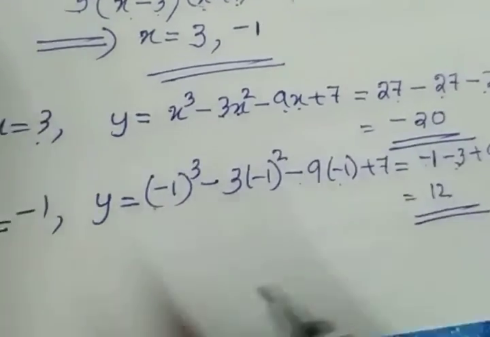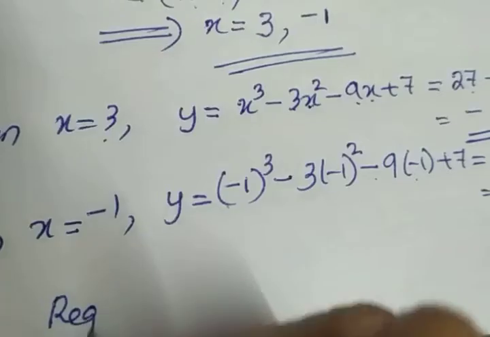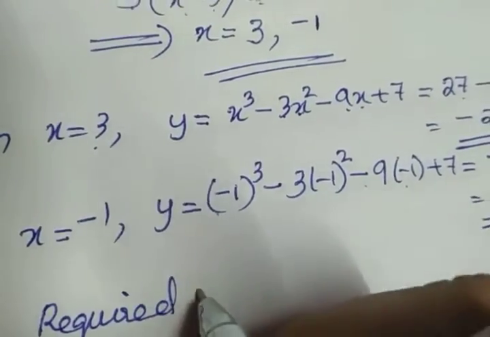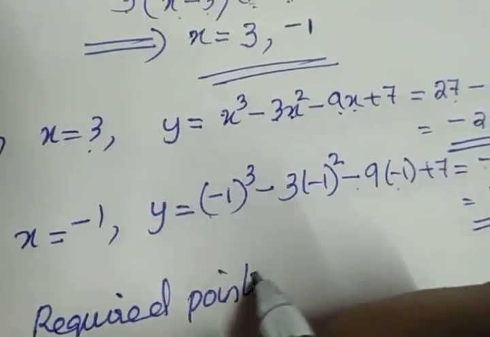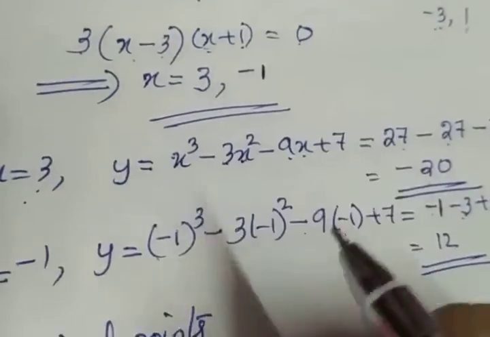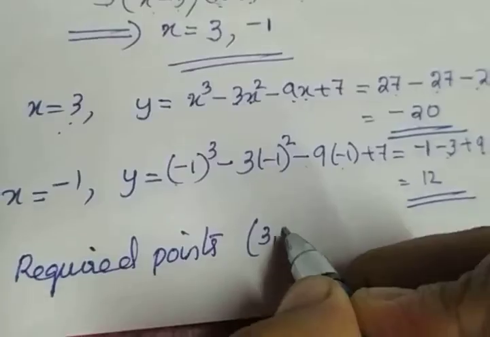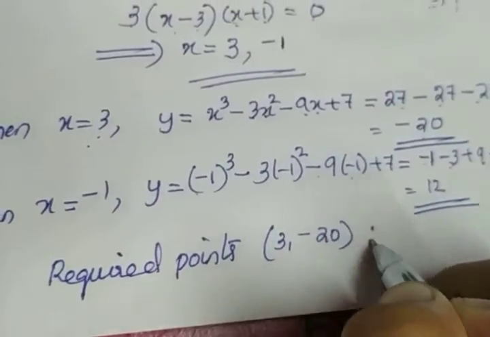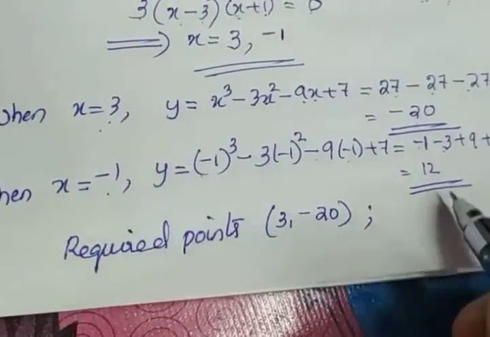And the question is to find the points. Therefore, you have to write the required points as x and y. When x equals 3, we are getting the value of y as minus 20. So one point is 3 comma minus 20, and the second point will be minus 1 comma 12.